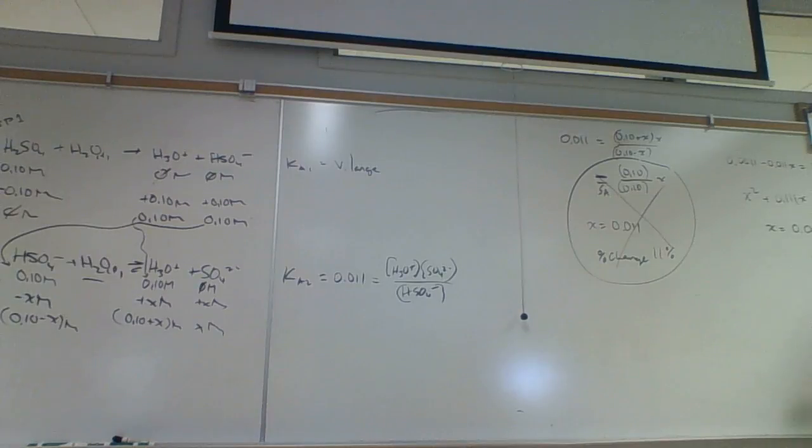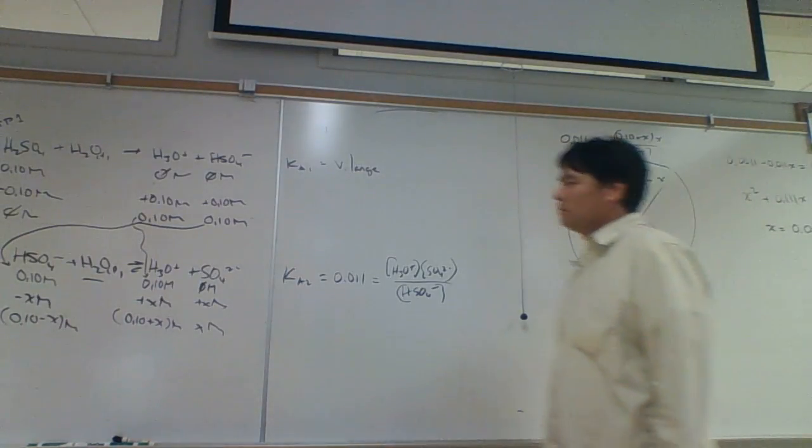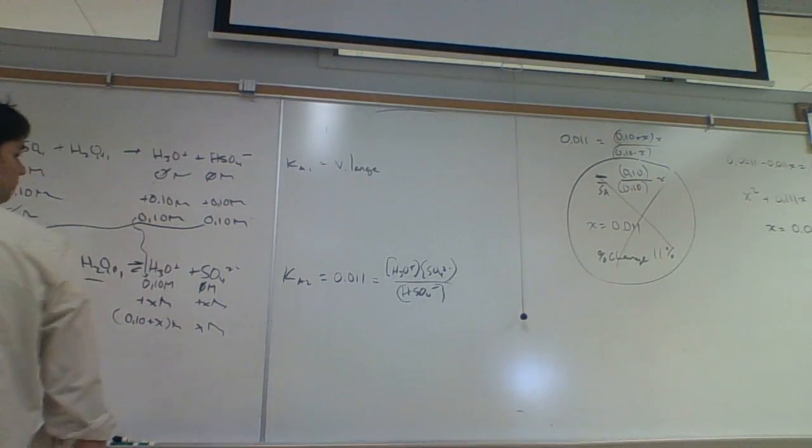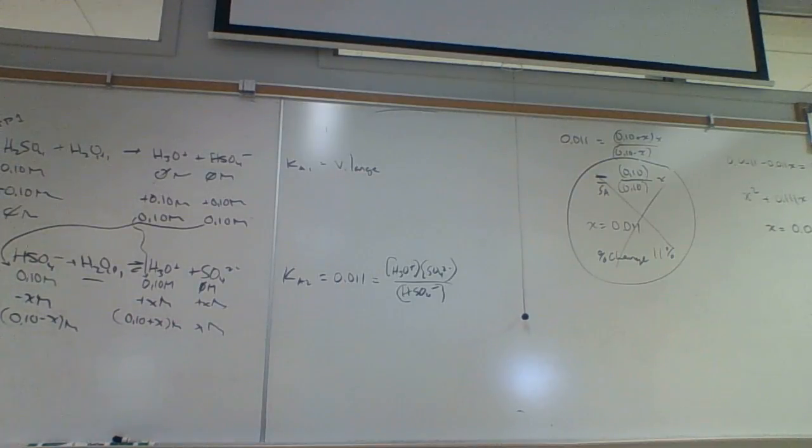All right, when we made the simplifying assumption, we came up with 11% change. It really isn't 11%. It's only about 9%, because we started off with 0.100. And so this is about a 9% change here. In fact, this is why the first proton comes off 100%. The second proton, only 9% of the second proton comes off. The remaining 91% stays on.